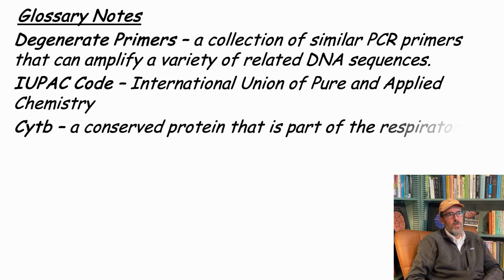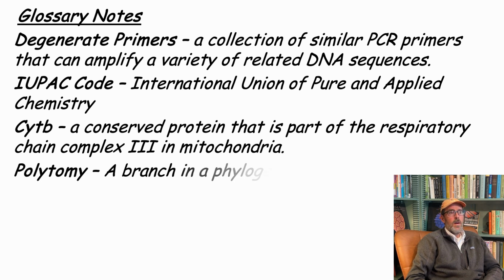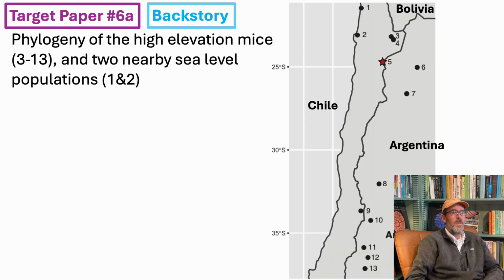Cytochrome B is a conserved protein that is part of the respiratory chain complex 3 in mitochondria. A polytomy, which will become important soon, is a branch in a phylogeny with many taxa branching off of it. And we're going to see a polytomy in the phylogeny that they created.